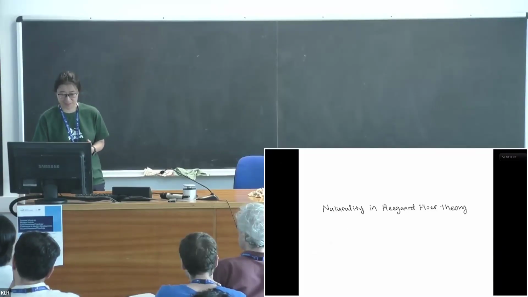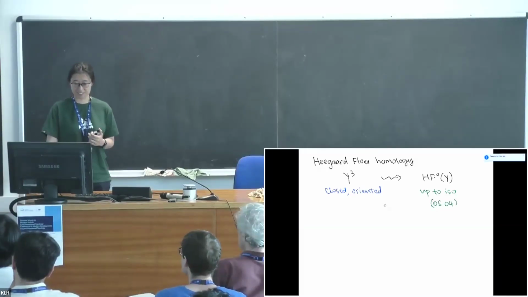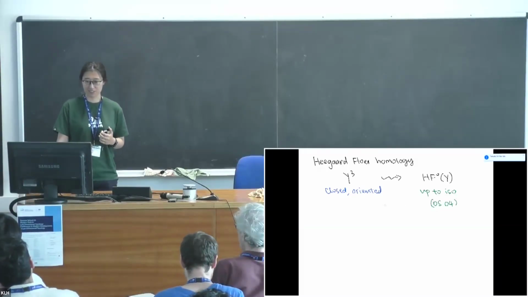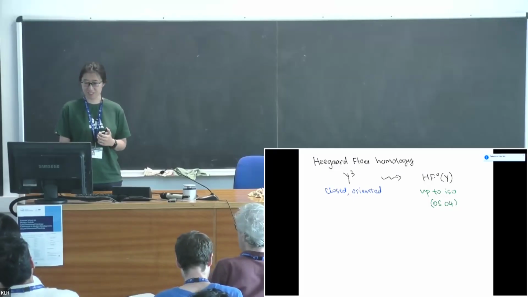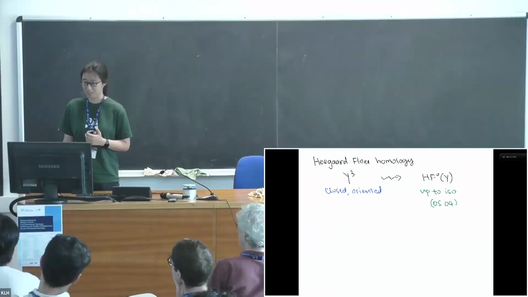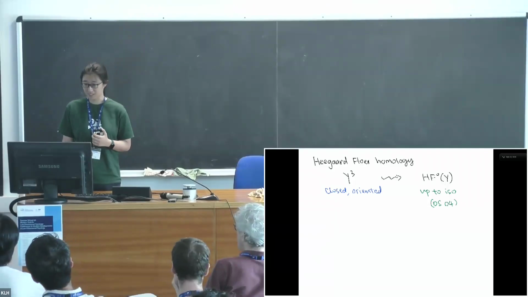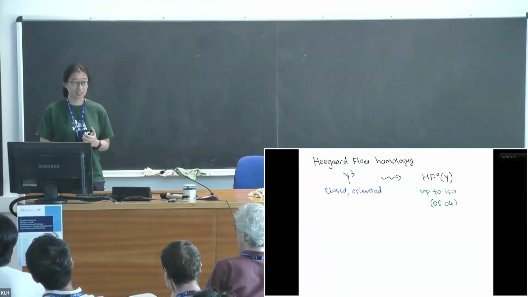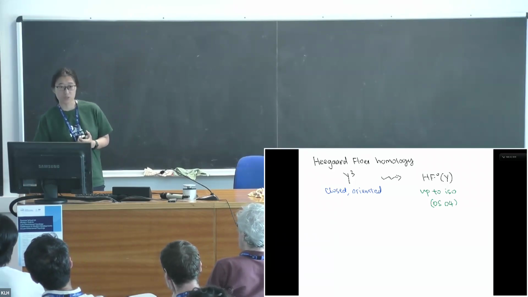So I'm going to talk about naturality in Heegaard Floer theory, and first a brief setup. Heegaard Floer homology is something where, given a closed oriented three-manifold, we can assign a Heegaard Floer homology. Initially, this is defined and proved to be a group up to isomorphism by Ozsváth and Szabó.